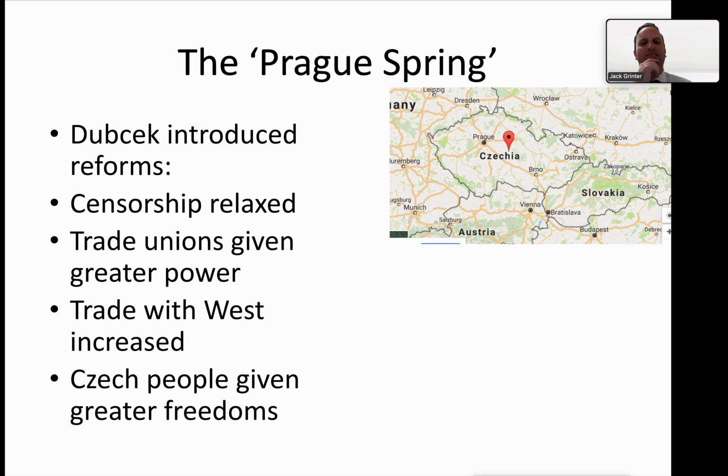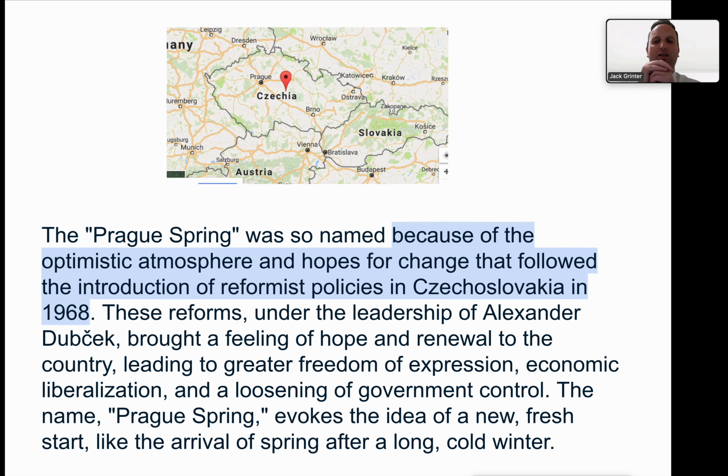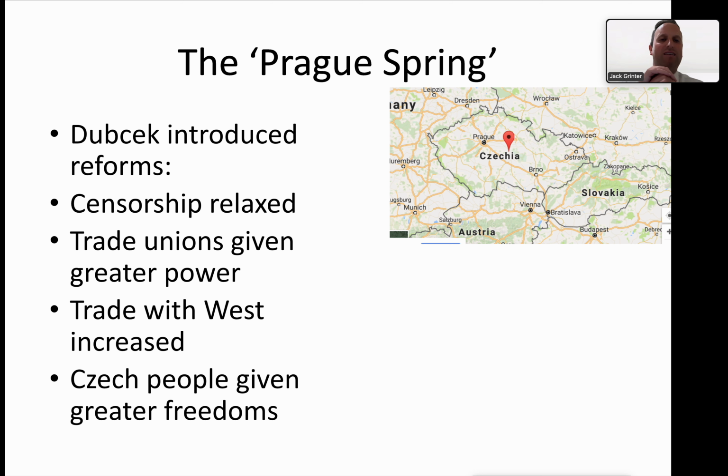So what Dubček does is he introduces something called the Prague Spring, okay, and it was named that. We're in spring at the moment. It's lovely weather. It feels good, doesn't it? Like the flowers are starting to blossom. And it's called that because Prague's the capital of Czechoslovakia, and spring because of that optimistic atmosphere. Okay, so people in Czechoslovakia, they start to feel, well, hang on a minute, maybe life could improve.